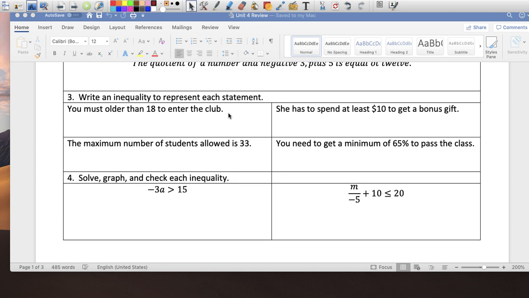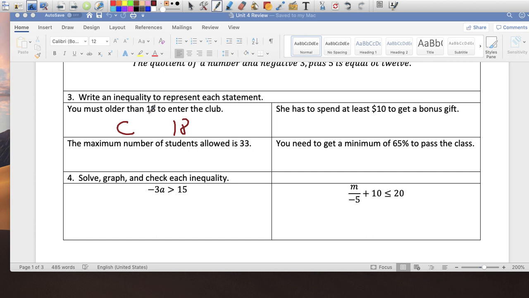Write an inequality to represent your statement. So you must be older than 18. So I want you to show me all the ages that are older than 18. So I'm going to write O for older, so this is my variable. I'm actually going to write the letter C. So in order to get into the club, you have to be older than 18.